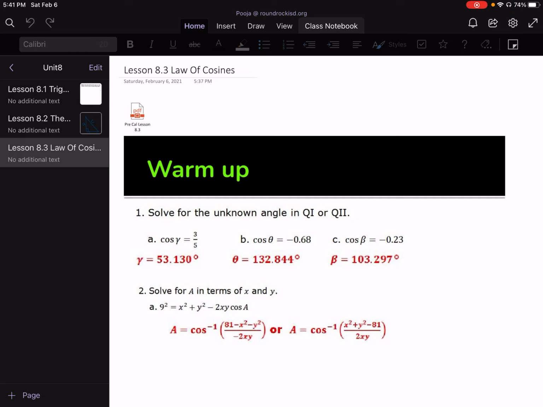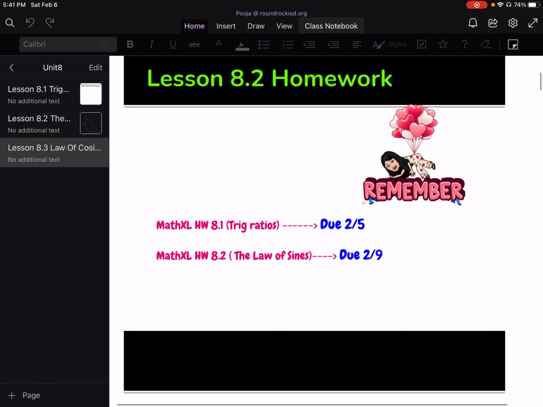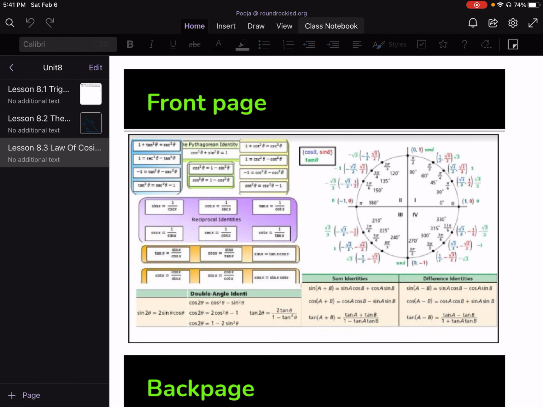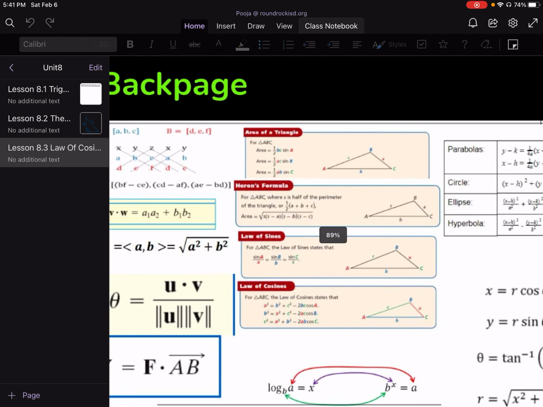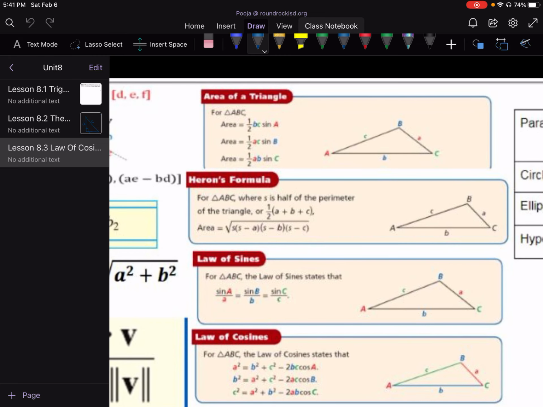Hey, welcome back. We are doing lesson 8.3 today, which is basically the law of cosines. It's basically a cosine formula that can be applied to triangles. You have access to this slide. 8.1, 8.2 is what we've covered so far. Back to our formula chart on the back page, you have all the formulas accessible. I do not have to memorize them.